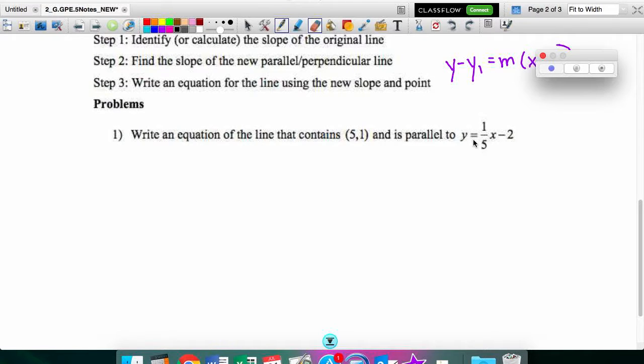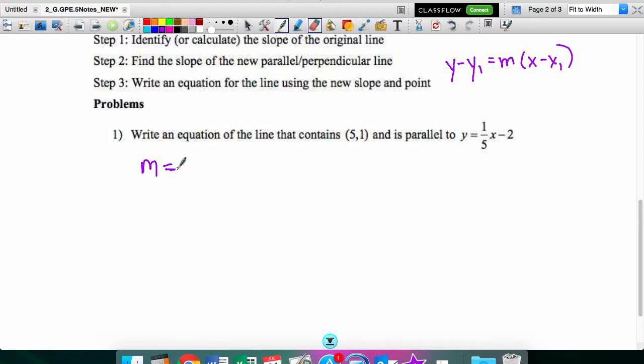To find the new slope, step 1 says to identify the slope of the original given line. We see that the original line is already in slope-intercept form. So we can identify the slope quite easily, which is just 1/5. Next, step 2 is to find the slope of the new parallel or perpendicular line. In this case, the directions tell us that we want a parallel line. This means that our new slope should be the same. If the slope was 1/5, that means that it will remain 1/5.